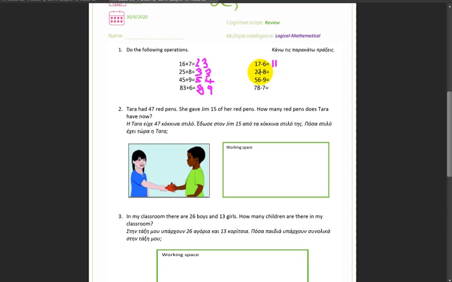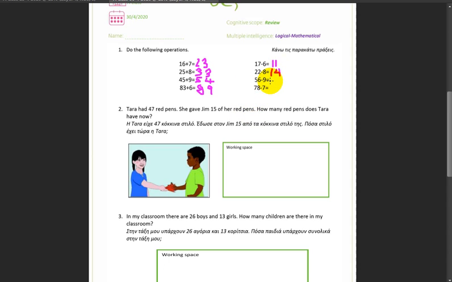Next up, we have 22 minus 8. So I'm going to count 8 back from 22. 21, 20, 19, 18, 17, 16, 15, 14. Be careful when counting backwards, it's a little more confusing.